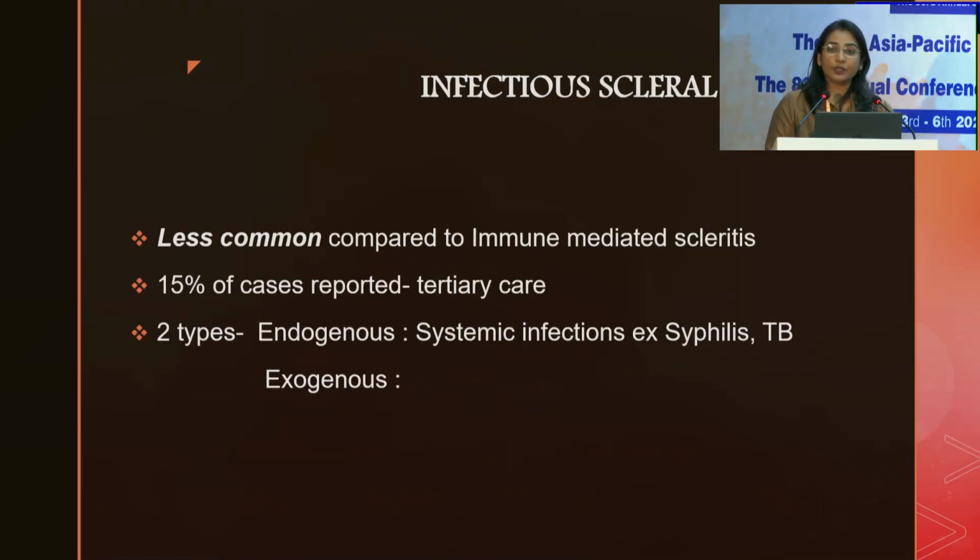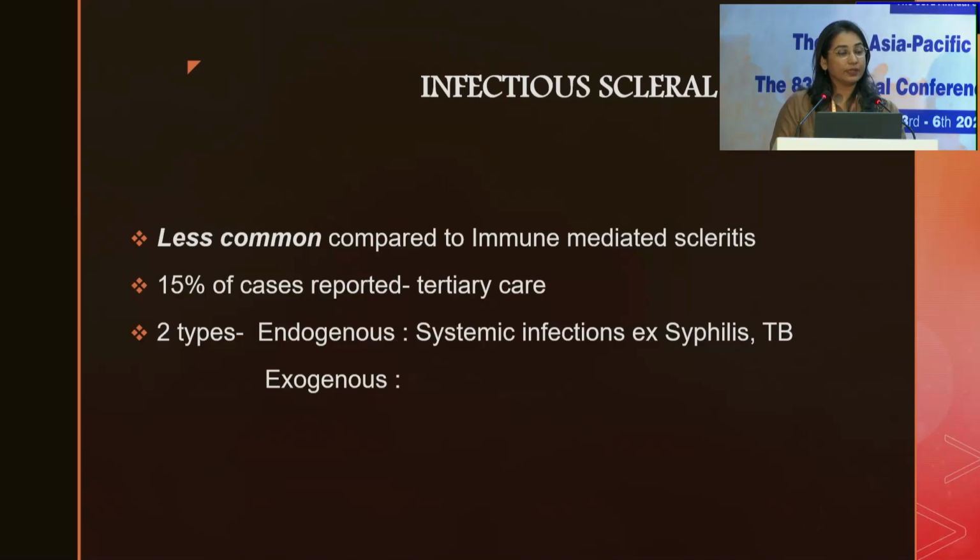When we talk about infectious scleral abscess, it is less common compared to the immune-mediated, and it has been reported in almost about 15% of cases. They are divided into endogenous and exogenous. Endogenous means whenever there is a systemic infection in the body, be it syphilis or tuberculosis, the presentation could be infectious.